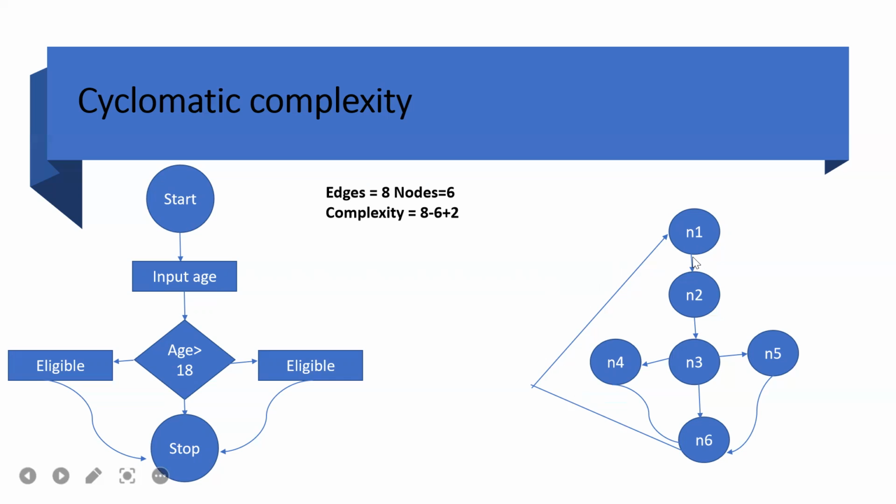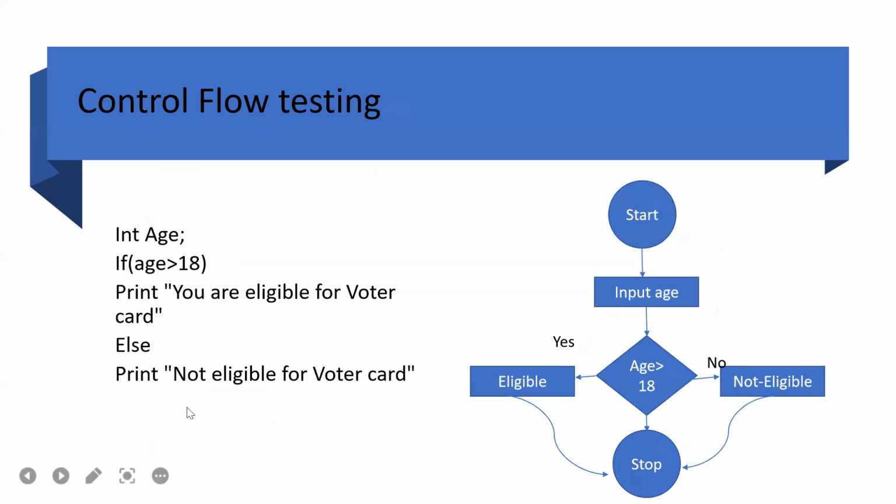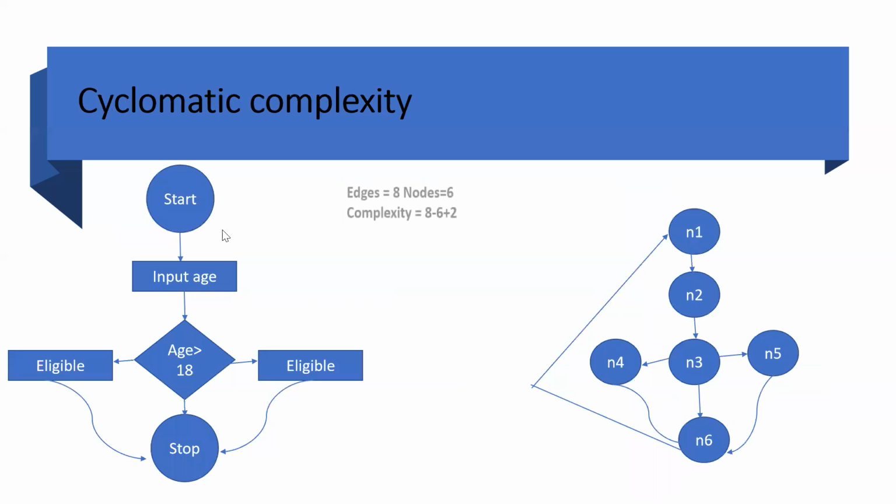Now if you see here, the total number of edges are 1, 2, 3, 4, 5, 6, 7, and 8. So you have 8 edges, right? And how many nodes do you have? 1, 2, 3, 4, 5, 6. You have just 6 nodes. So the complexity of this piece of code, which I showed you earlier, is going to be 8 minus 6 plus 2. So it will be 4. Okay. You understood what cyclomatic complexity is and how they define it?